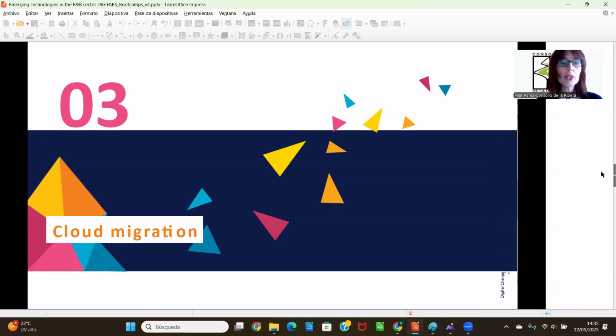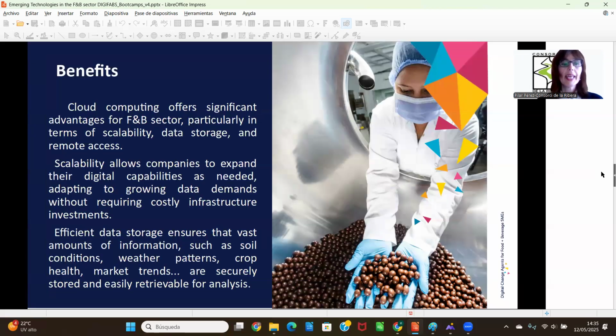Regarding cloud migration, working on the cloud offers significant advantages, particularly in terms of data storage and remote accessibility. Events like the COVID-19 pandemic and also natural disasters, like the one that happened in our region last year, have highlighted the vulnerabilities of localized data systems.